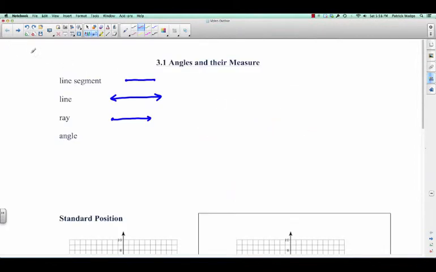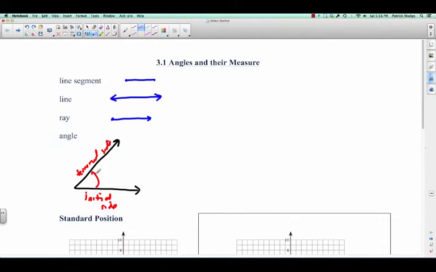So let me just redraw this very quickly for you over here. One case we looked at was when we had two rays. One was the initial side, one was the terminal side.